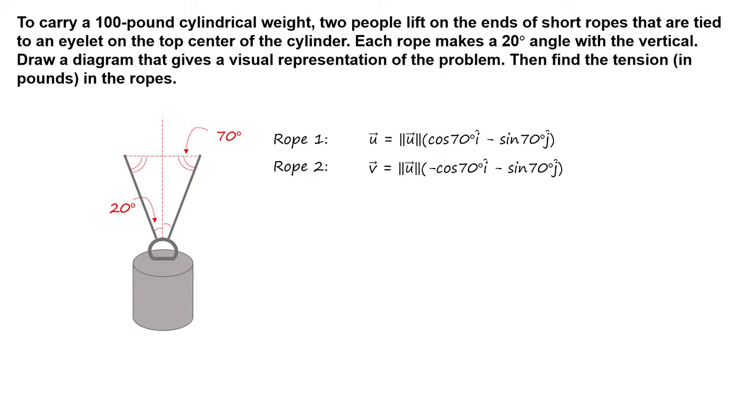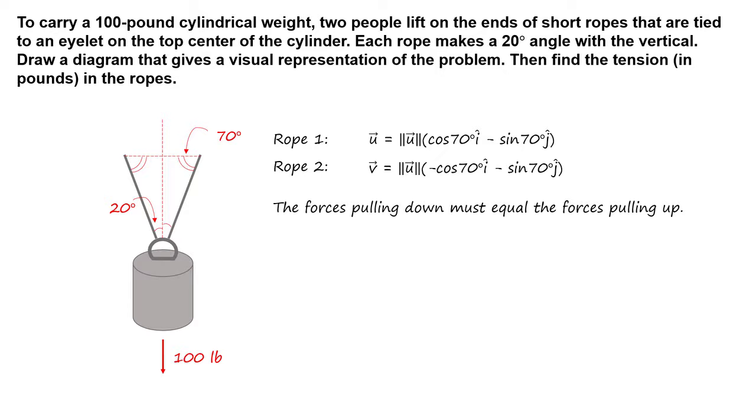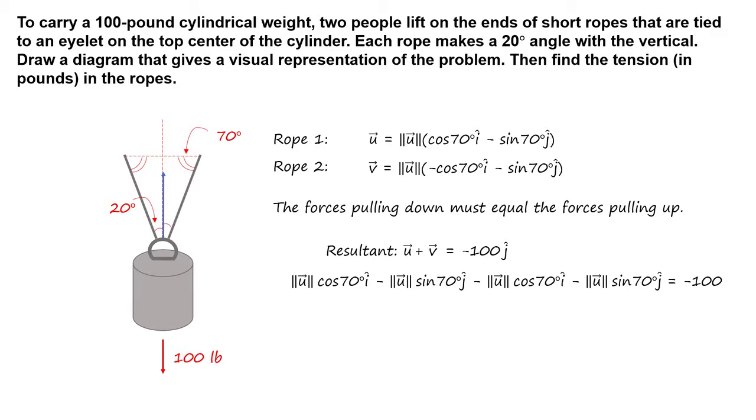To find the tension in the ropes, you want to find the value of the magnitude of vector u. So notice that the forces pulling down on the cylinder must equal the forces pulling up on the cylinder. Since the cylinder weighs 100 pounds, it is pulling down on the cylinder, and the y component of the ropes is pulling up on the cylinder. So add vector u and vector v and set it equal to negative 100 pounds, since 100 pounds is pulling down on the cylinder. Substitute for vector u and vector v and simplify.